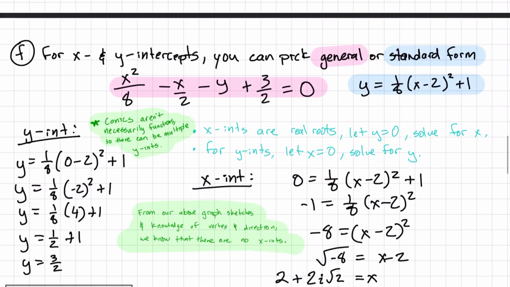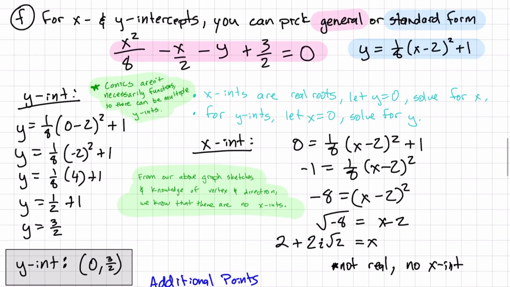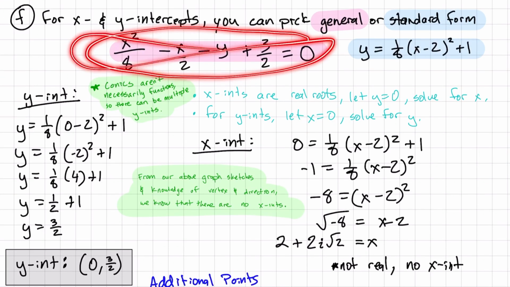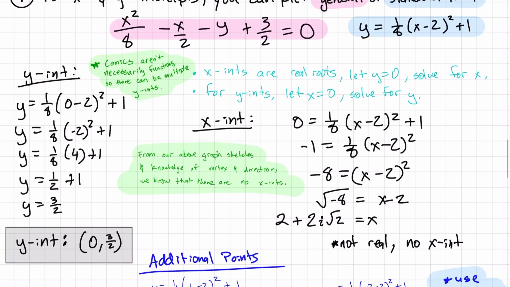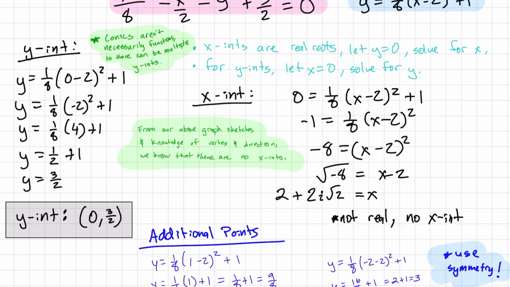Now, as for our x and y intercepts, you can pick the general or the standard form. I'm not going to pick the general form, and I'll just use the standard form in this case. In some other cases it might be easier, but let's probably just use the standard form in most cases. All right, so let's find our y-intercept. Just to note, conics aren't necessarily functions, so there can be multiple y-intercepts, so be aware of that. So for my y-intercept, we're going to let x equals 0, solve for y.